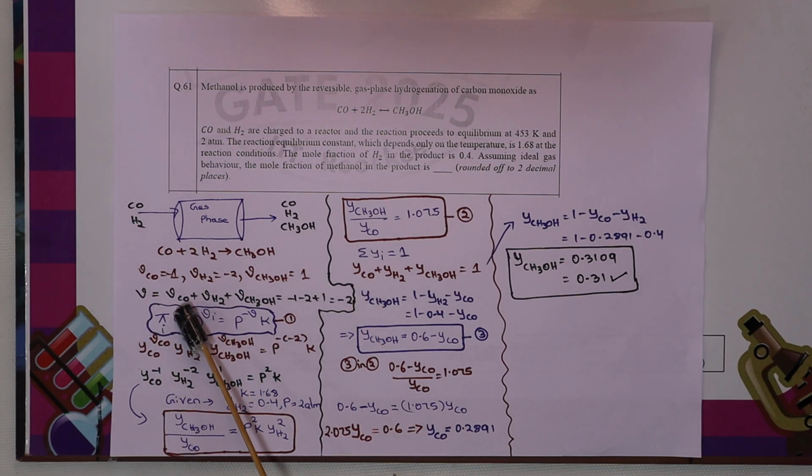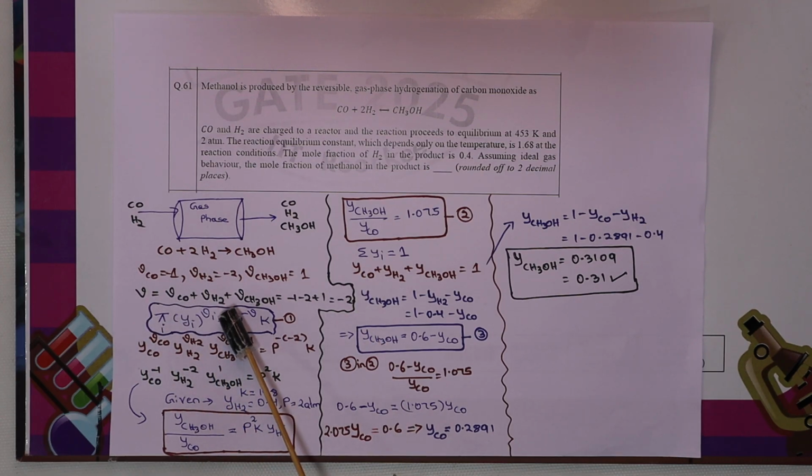That means the stoichiometric coefficient of carbon monoxide plus the stoichiometric coefficient of hydrogen plus the stoichiometric coefficient of methanol. So -2 -1 plus 1 gives rise to -2. That means the total stoichiometry of the reaction is -2. So let us expand this particular equation.